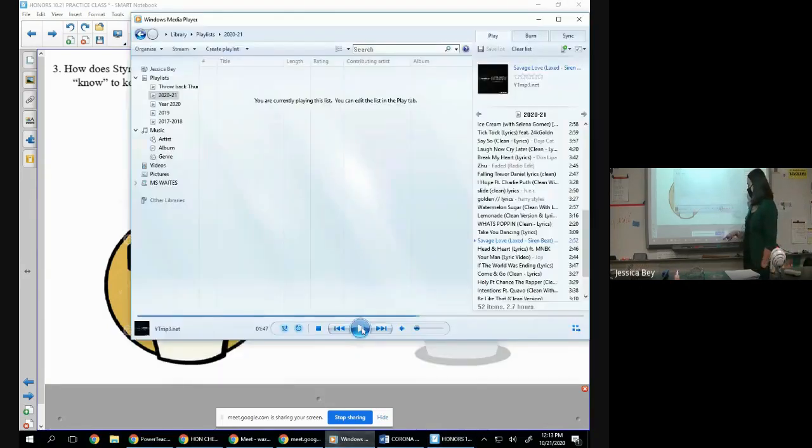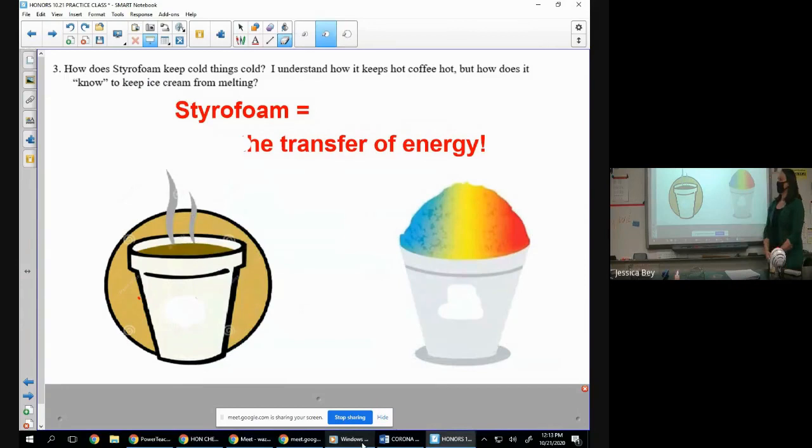Here we go. All right, so the first thing, let's talk about the hot cup of coffee. You have a nearly boiling cup of coffee. Is the temperature higher inside or outside the cup? It's higher inside compared to your outside, which would be high to low.